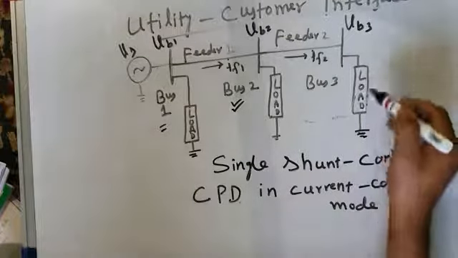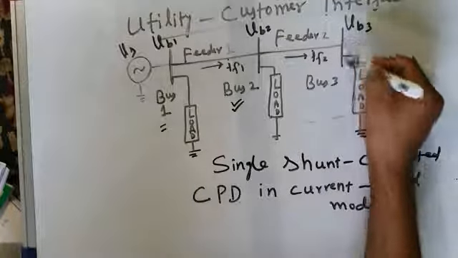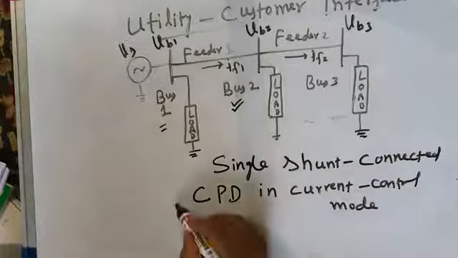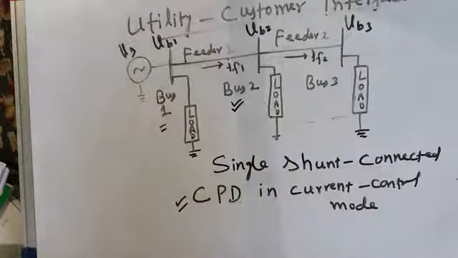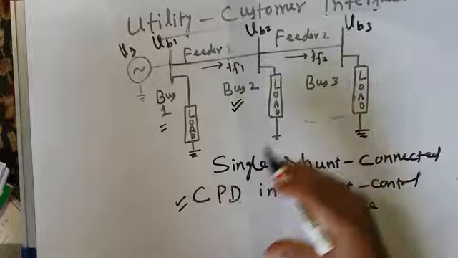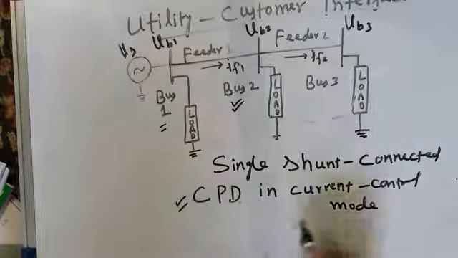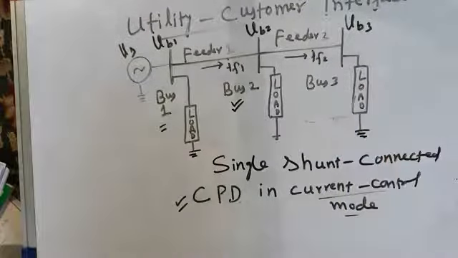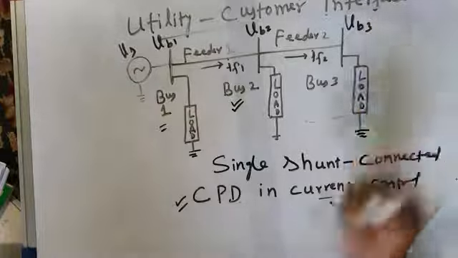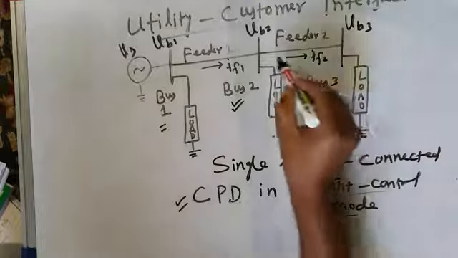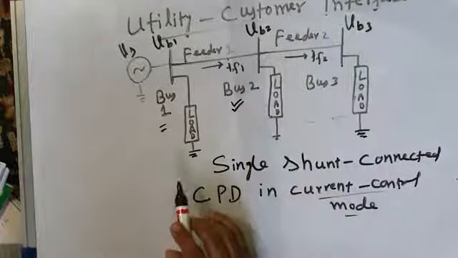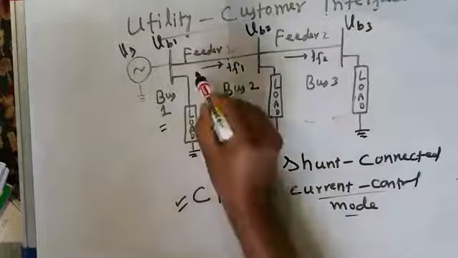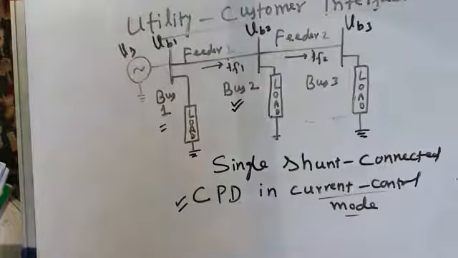Some of the loads at bus number 3 cause unbalanced currents. So this single custom power device, which is a shunt connected device, I am going to discuss in a minute's time. It's used in current control mode. It will take care of all unbalance. If the load draws unbalanced currents, the feeder currents are also unbalanced. So it will compensate for unbalance in the load currents so that these feeder currents become balanced.